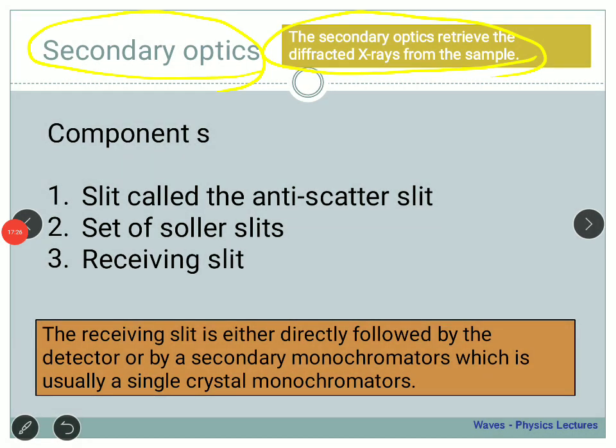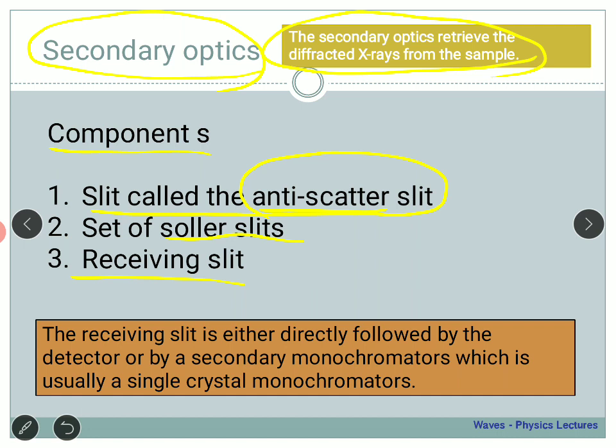The components of the secondary optics are slits. We have already seen it in the first image. That is called an anti-scatterer slit. Please don't mix up the term. In the exam, if I ask you what are the components of a secondary optics, please don't write down just a slit. You have to write down the specific names: anti-scatterer slit, solar slit, receiving slit, because each of them has its own specific application. So you cannot just generalize by writing it as a slit.